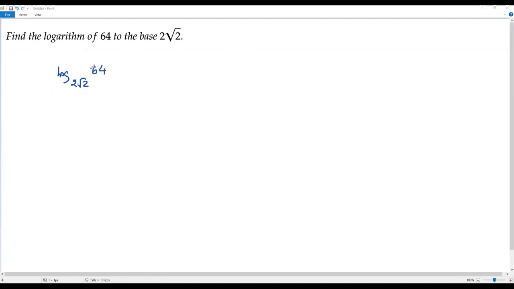For that, I have to write this 64 as a power of the base, that is, as a power of 2 times square root of 2. For example, I am writing this 64 as a power of this 2 times square root of 2. For example, I am saying that it is 2 times square root of 2 to the fifth power. When I write this 64 as a power of 2 times square root of 2, now in this step I can use the power rule of logarithm.